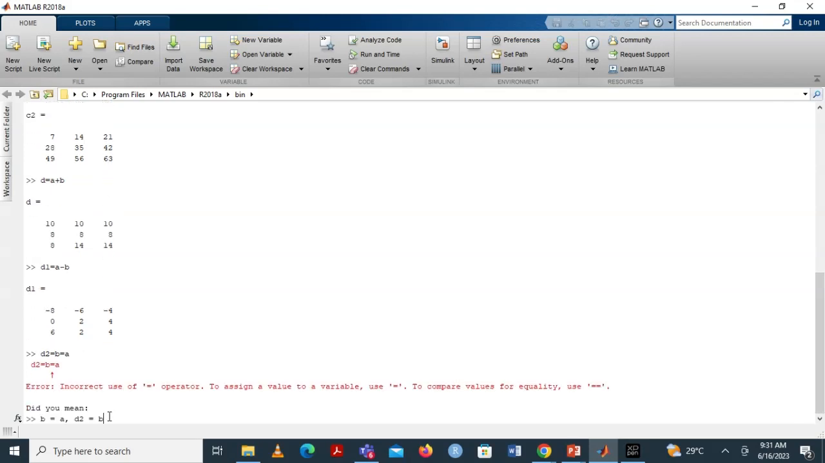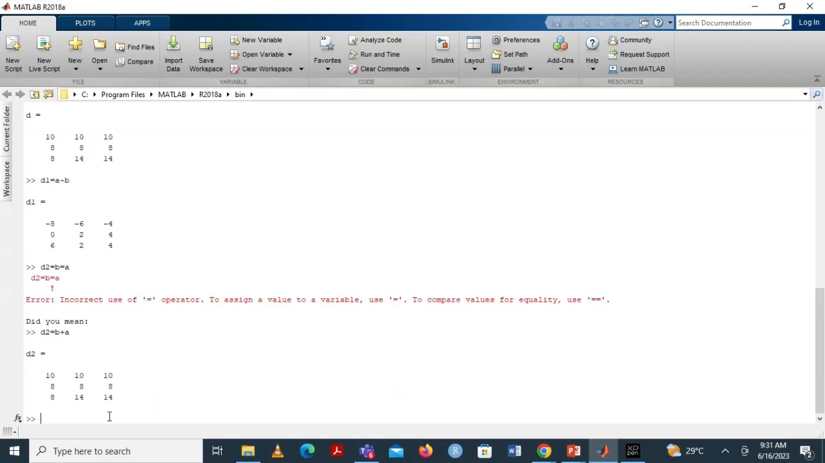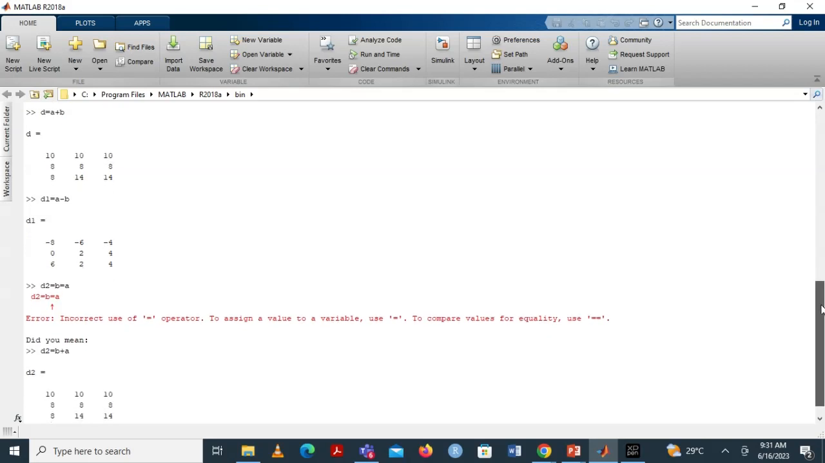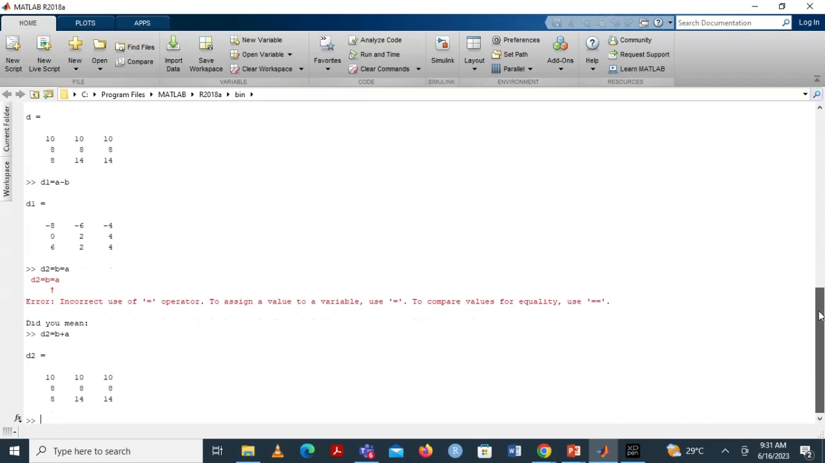Sorry, I typed the wrong equation. So D2 is equal to B plus A. So it has given us an answer. So looking at A plus B and B plus A, it is giving us the same answer, meaning that matrix addition is commutative.